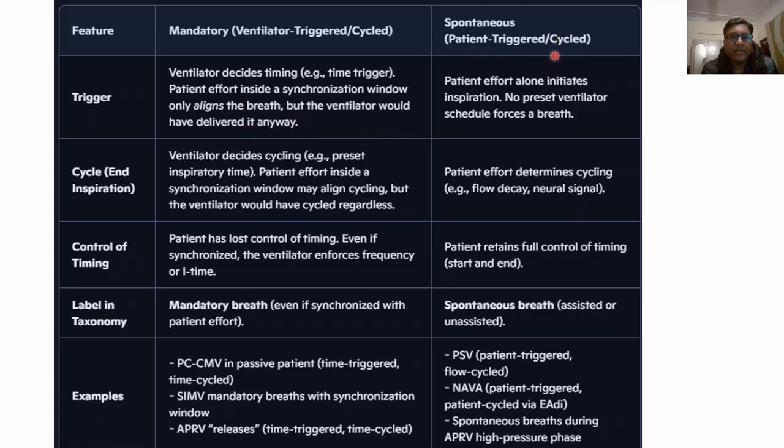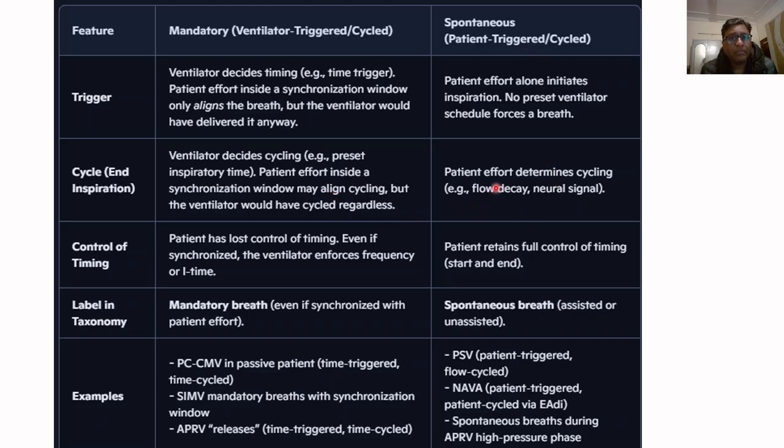In a spontaneous breath, patient triggered and cycled, patient effort alone will initiate the inspiration and no preset ventilator schedule forces a breath. How it is being ended is extremely important. In mandatory breaths, the ventilator turns off the inspiration after the preset inspiratory time. Patient effort inside the synchronization window again may align with the cycling. Suppose at the end of inspiration there is a synchronization window, then this may align with the ventilator, but the ventilator would have cycled regardless. So that is also considered a mandatory breath.